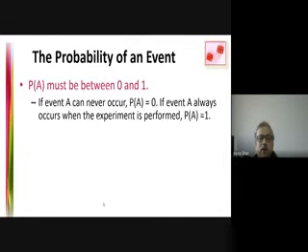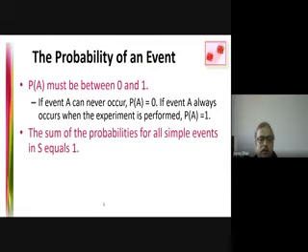The probability of an event must be between 0 and 1. It is 0 if A can never happen, so the probability of A is 0. If A certainly happens, meaning it always occurs whenever the experiment is performed, then the probability will be 1. Otherwise it will be between 0 and 1. The sum of the probabilities of all the simple events in S is equal to 1.